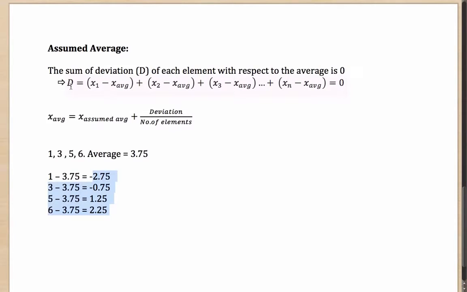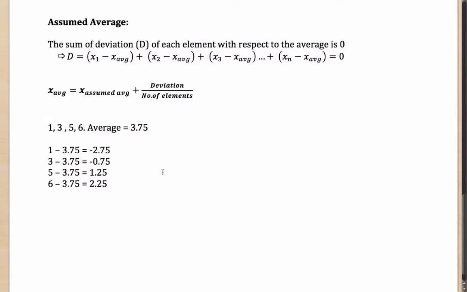As you can see here, given by the formula, d: x1 minus x average, x2 minus x average, x3 minus x average. You continue till n, and the sum of all these will be 0. Which leads me to a very important formula, that is x average, or the average for any particular set. You can assume an average, look at the deviation and divide it by the number of elements, and you can get to the answer. Let me just take a simplistic example on this.